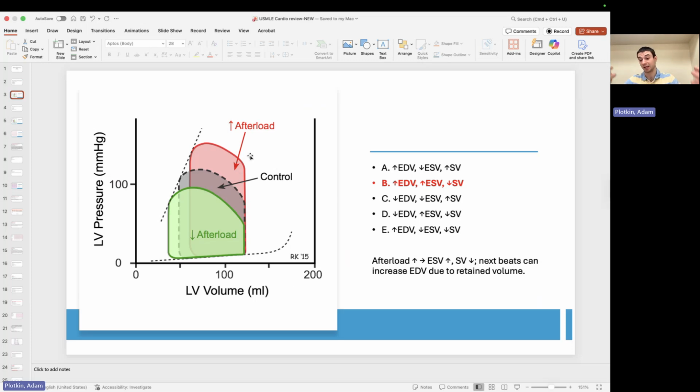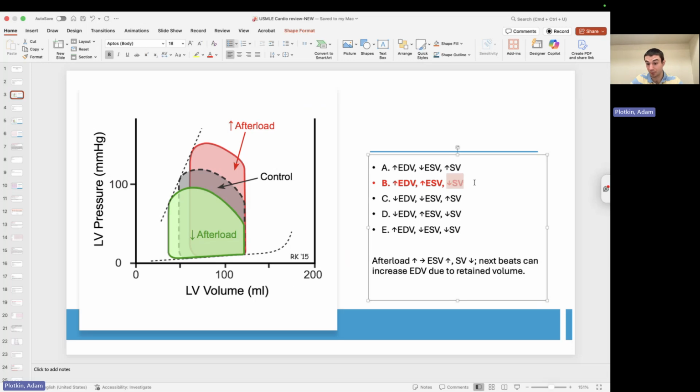When the afterload, the systemic vascular resistance, the systemic pressure, is elevated, we've got to build up the pressure a lot higher in the left ventricle in order to kick out. The left ventricle can only increase its pressure higher than the afterload pressure for a limited period of time. So the valve pops open when we finally beat the afterload, but it is only able to stay open for a short period of time. So my stroke volume ends up being limited.